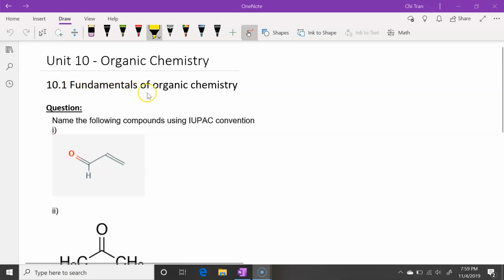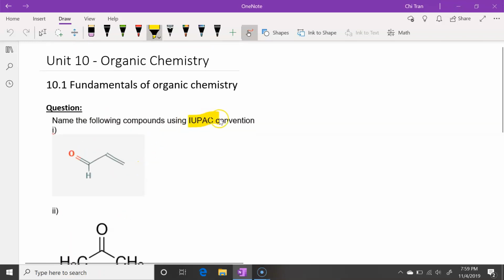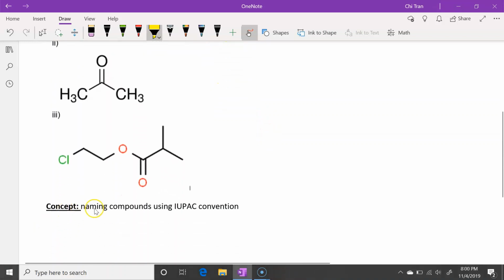This video is about fundamentals of organic chemistry. So the question asks us to name the following compound, these two underneath, using the IUPAC convention. And the concept of this question is naming compounds using IUPAC convention.